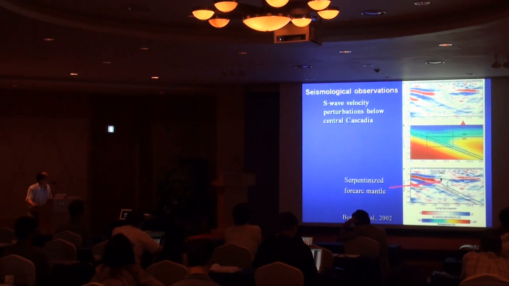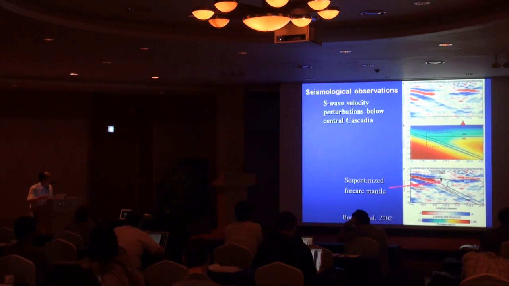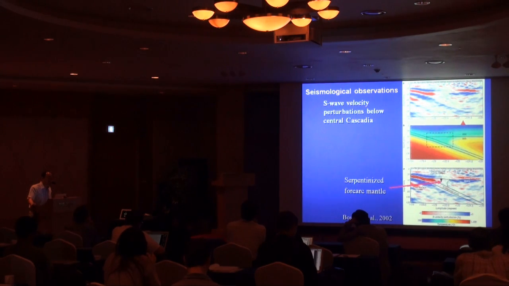There are some seismological observations showing S-wave velocity perturbations under central Cascadia. Here you can see the perturbation. There are very low temperatures, and then researchers suggest that there is a serpentinized fore-arc mantle wedge existing.